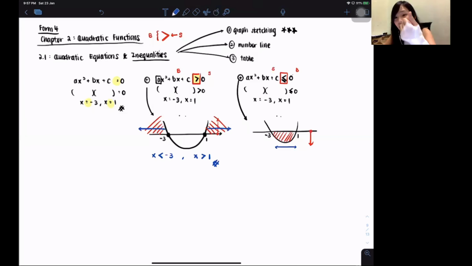-3 to 1 inside got -2, -1, 0, all these numbers, correct? So -2, -1, 0, all these numbers are actually bigger than -3. Makes sense, ma? -2, -1, 0 is only bigger than -3. At the same time, -2, -1, 0 also smaller than 1. That is my answer. Because I'm exactly right in between them.